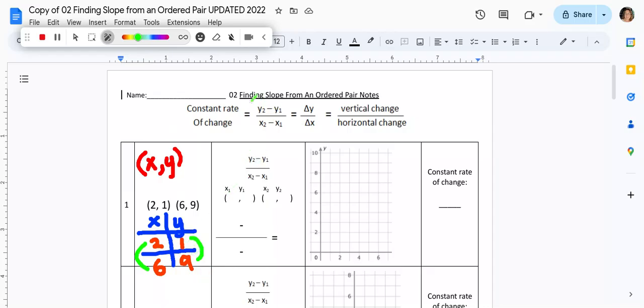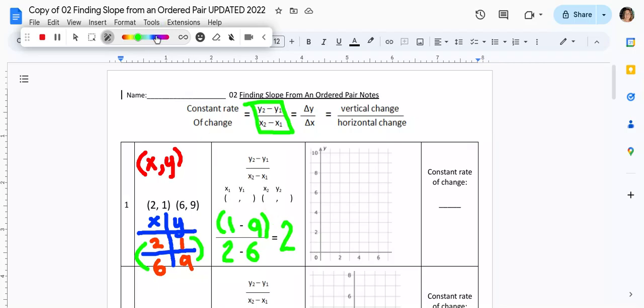So just like yesterday, our formula, y minus y over x minus x. So 1 minus 9. Remember, you have to put parentheses. Divided by 2 minus 6. Now, when I put that in my calculator, I do get an answer of 2. My slope, or my m, is 2.